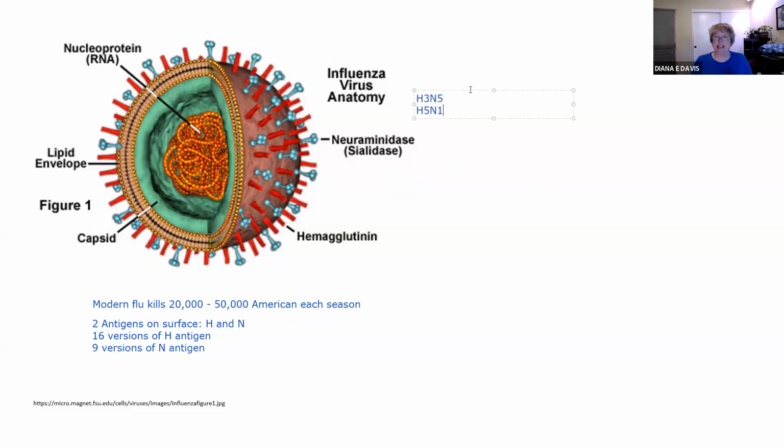This change, these changes in antigen from year to year, it's called antigen shift. And they happen all the time. It's very, very common for this to happen.